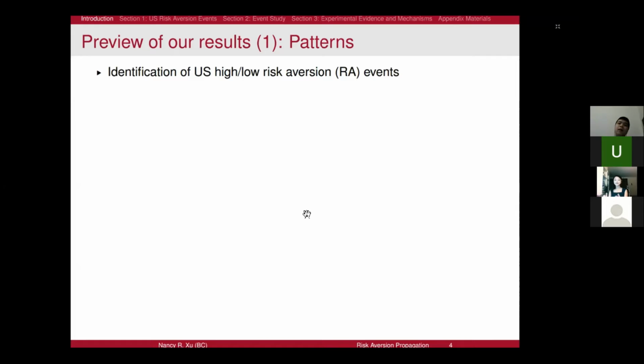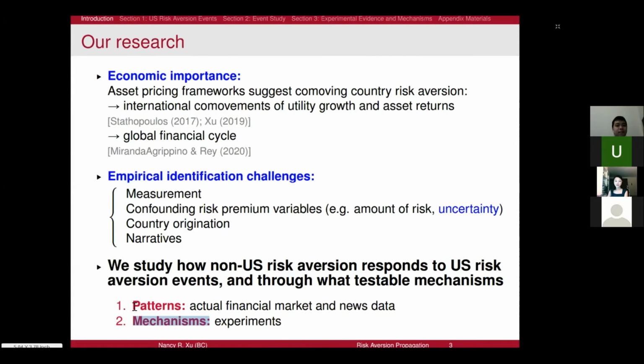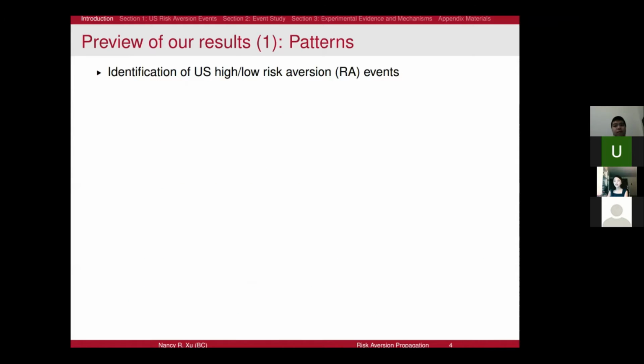And as usual, in the seminar, speakers give a couple of slides of the preview so that the audience can just take the results and remember the results without forcing yourself to pay attention for the rest of the talk. Now, the preview of our results, number one, the pattern, that corresponds to the financial market and news data evidence. The identification: we provided the high frequency evidence of how US risk aversion propagates to other countries through an event study analysis.